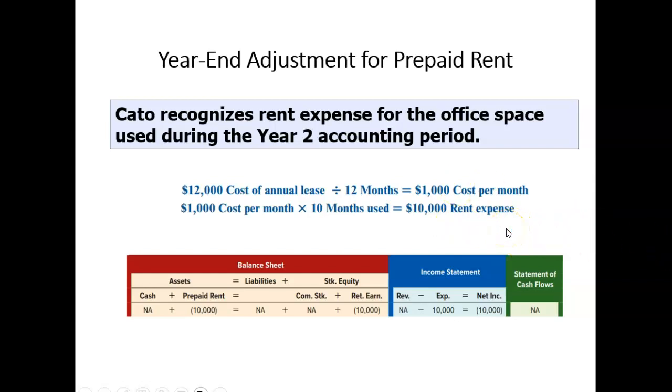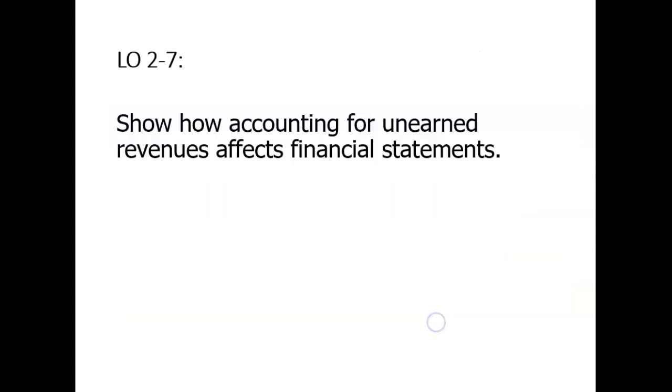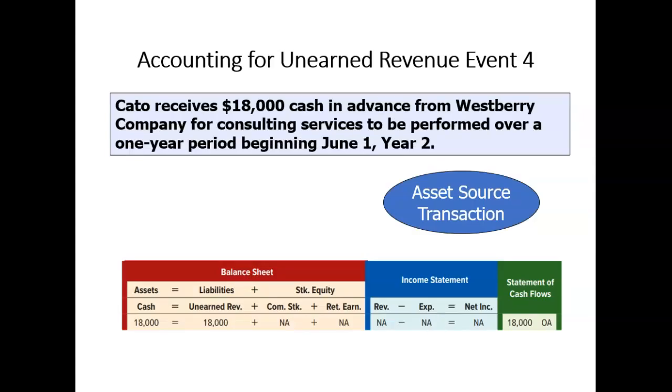So we're going to make an adjustment. We're going to decrease prepaid rent by $10,000 and recognize rent expense in the amount of 10,000. So remember, rent expense, expenses decrease your retained earnings. Expenses are also shown on the income statement. So you're going to make the adjustment to show what portion of the prepaid rent has become an expense by the end of the accounting period.